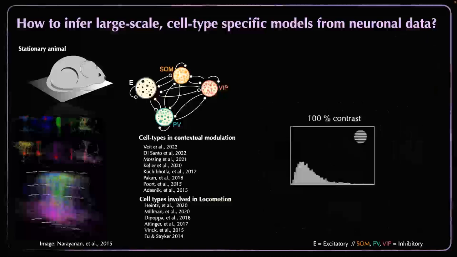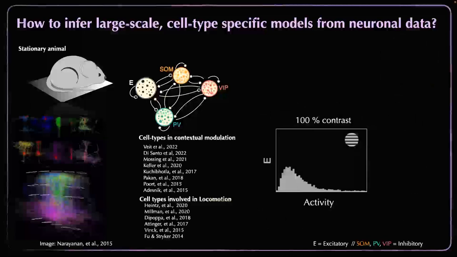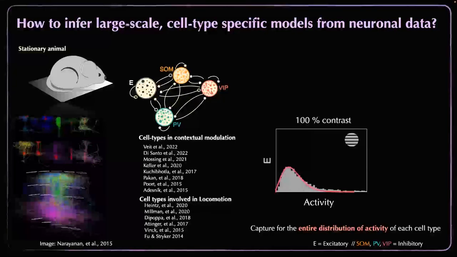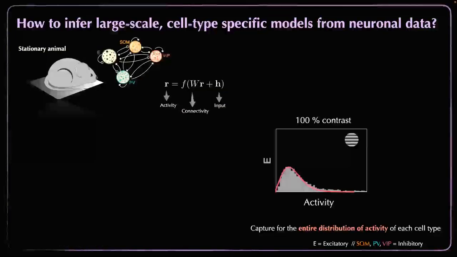Just something to clarify. So to make a model that can capture this data, we were interested in not only having a model that can capture the mean activity, or the mean and the variance of the activity, but a model whose parameters allow us to capture the entire distribution of activity for each cell type population as a function of the stimulus. The type of model that I looked at is this steady state recurrent network model.